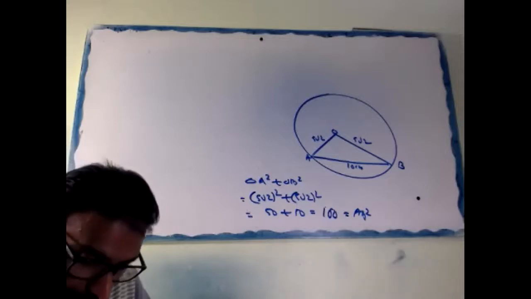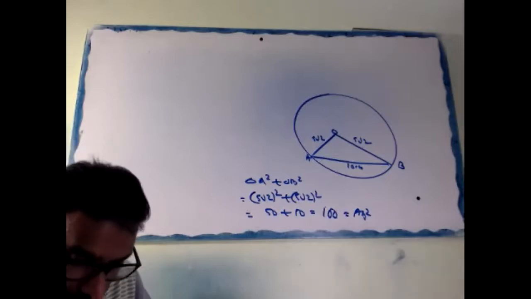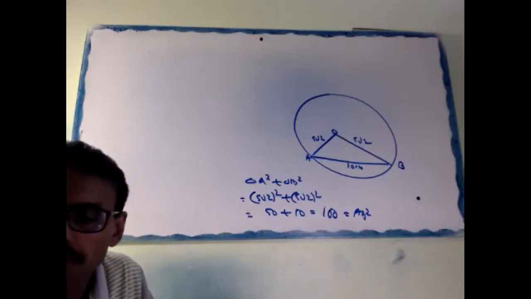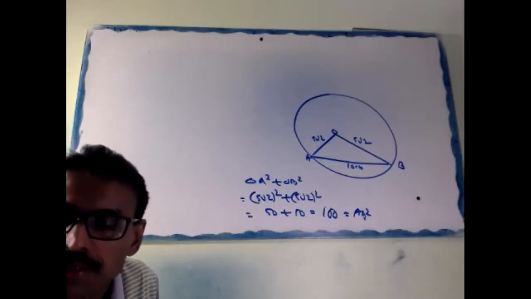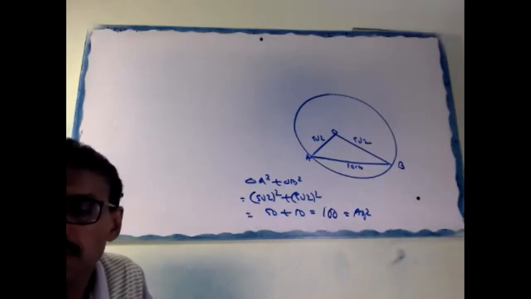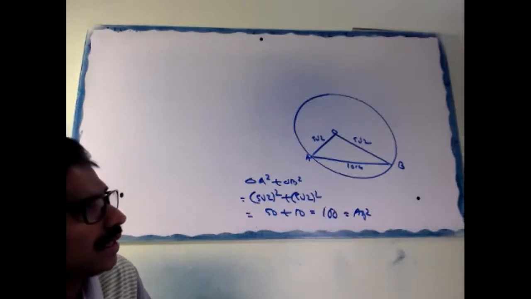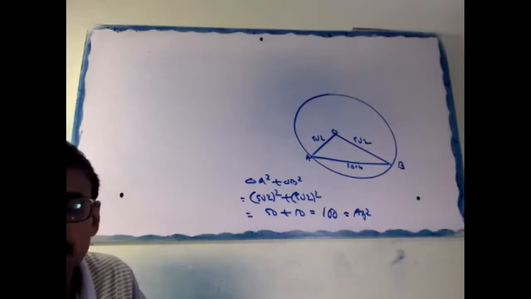Okay, you'll get minor segment 14.25 centimeter square. Then next is what? Major segment. Major segment means area of the major sector plus triangle.